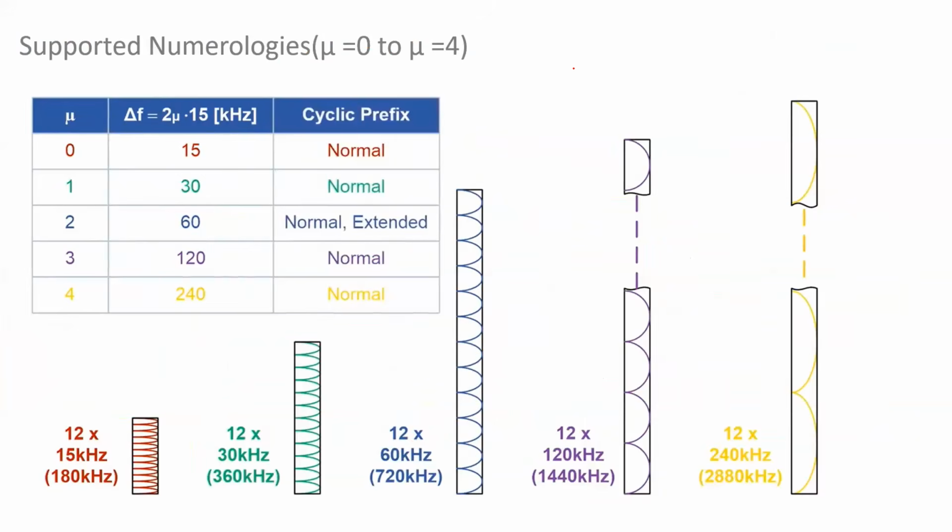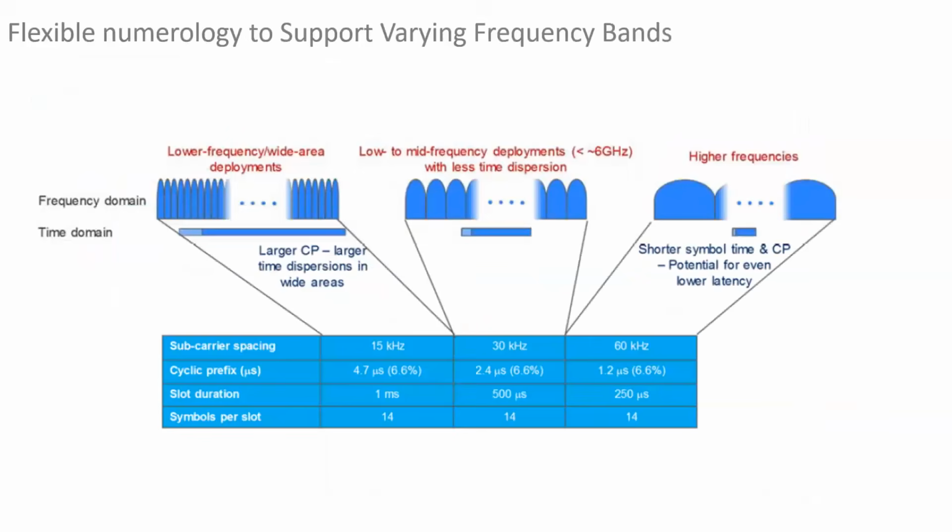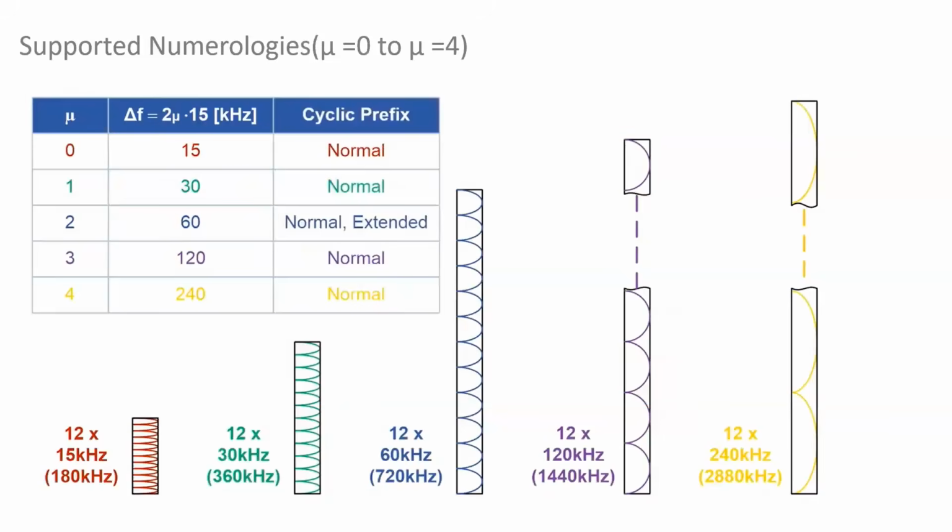Let's see one thing. Okay, so these are the supported numerologies in case of 5G. Sorry, just 1 second. Okay, so these are the numerologies that are supported in case of 5G, between 0 to 4.